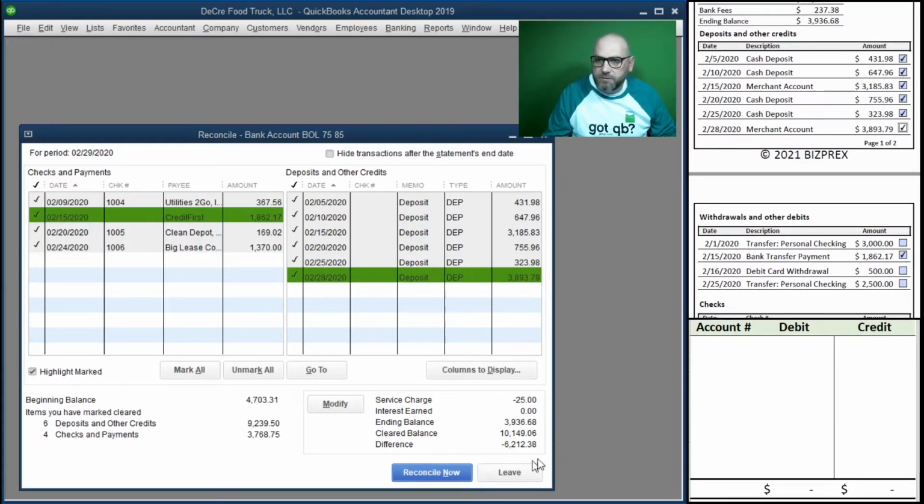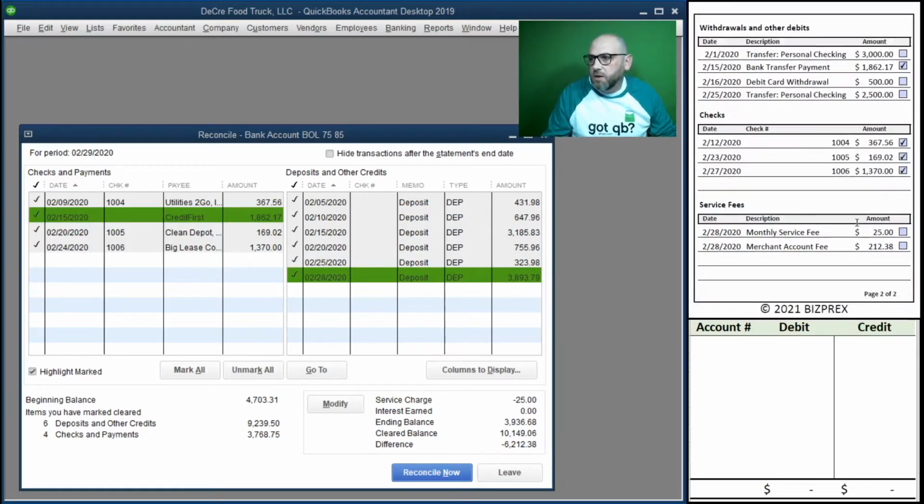But we still have a difference, right? We have a difference of $6,212.38. Well, it makes sense. They're right here. You see these boxes? They haven't been posted, so we got to post them. What do we have here? Well, we have transfer to personal checking. We have cash withdrawal. We have personal check and transfer. Those are essentially member draws.